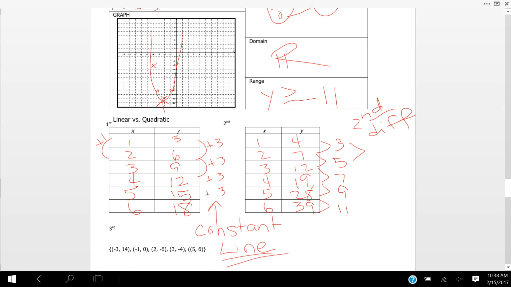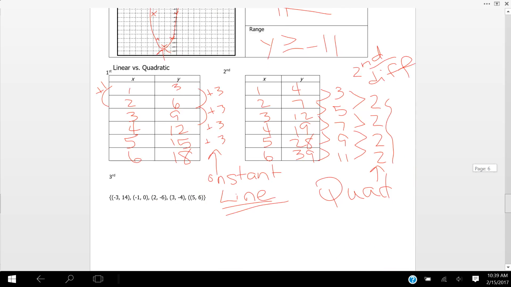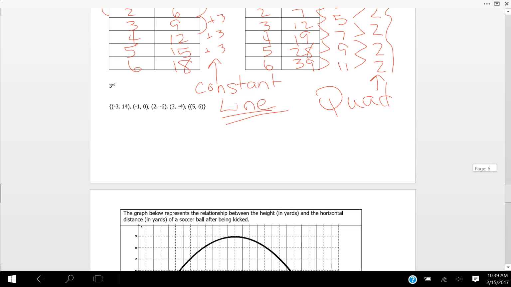If you look at the second difference, you'll notice though that they're all the same. So if the second difference is the same, then it's a quadratic. And if those were still changing, then it would not be a quadratic. We'd have to move on to another option. Okay, we can always graph those in the calculator and see which one fits best and what it looks like.